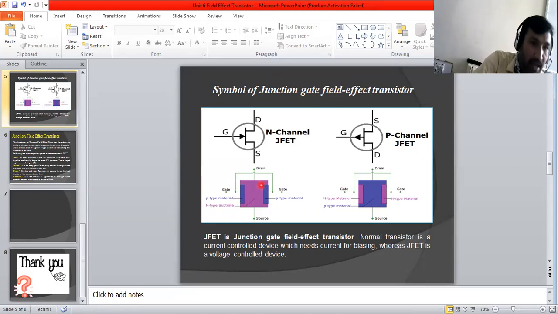So same here also. If you observe the symbol of N channel, here in the construction, the gate terminal is a p-type material, right? And the source material is N type.